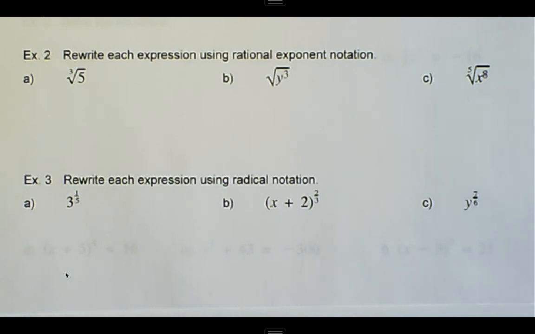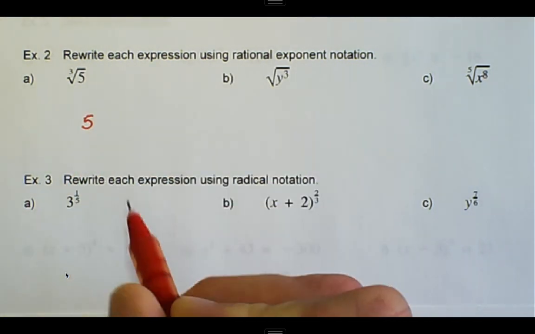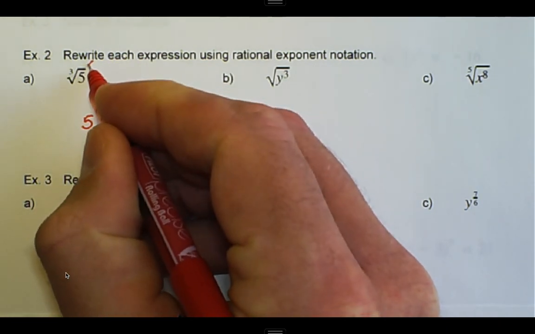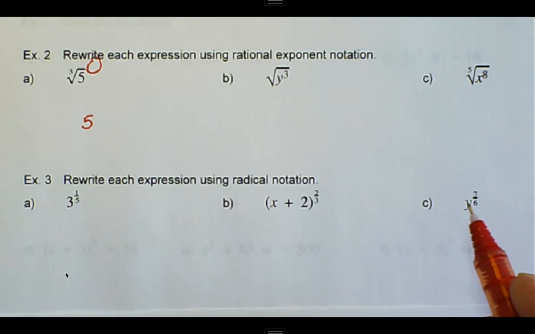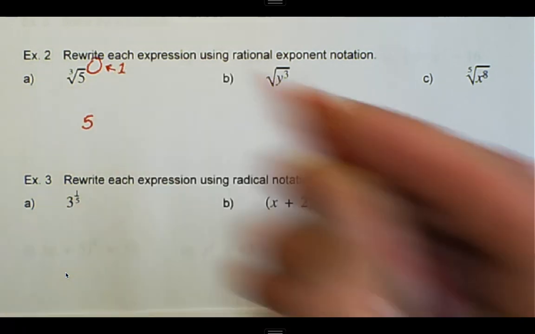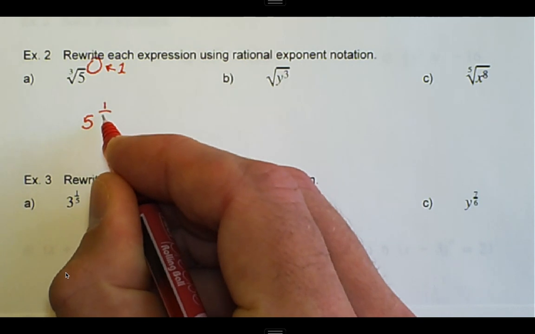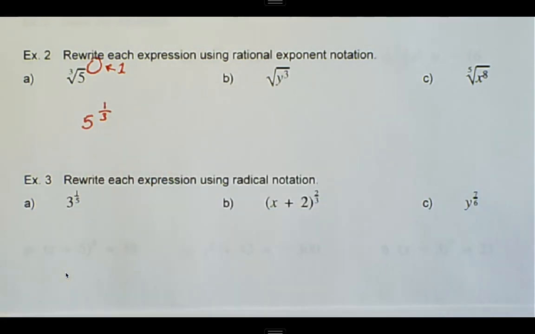So we have a couple examples, and we're rewriting, in this case, the expression using rational exponent notation, or writing it as an exponent. The 5 is the base. The base is going to stay the same. In this case, we do not have an exponent, so we have an understood 1. If it's not written there, that's an understood 1. So in the numerator of the exponent we will have the 1, and in the denominator we'll have the 3 that comes from the radical.